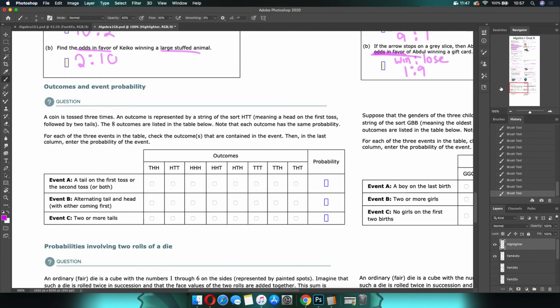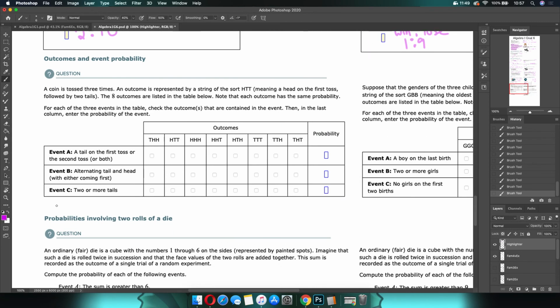One more. Outcomes of event probability. So this one is a little bit easier. You're just getting used to what it's actually asking. So you want a tail on the first toss or the second toss or both. Both. So does this meet that condition? Yes, it does. Is this a tail first or second? Yes. Tail first or second? No.